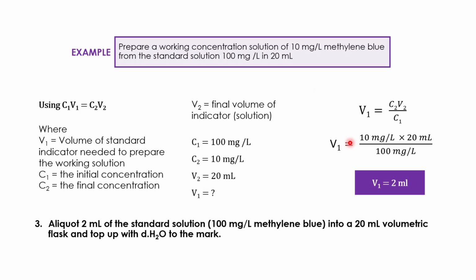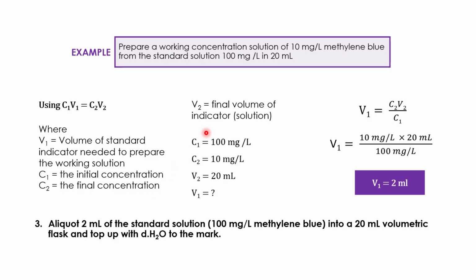So now let us take an example and look at how to prepare a working concentration solution of 10 milligrams per liter of the methylene blue from the standard solution of 100 milligrams per liter in a final volume of 20 ml. So obviously we'll use the equation C1V1 equals C2V2. V1 is the volume of the standard indicator needed to prepare the working solution. C1 is the initial concentration of our standard. C2 is the final concentration that we want to prepare. And V2 is the final volume of the indicator.